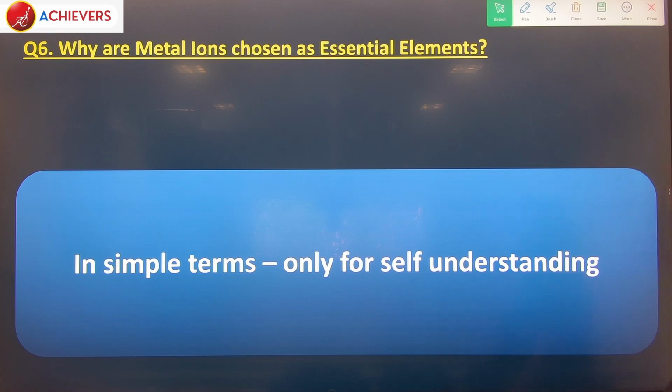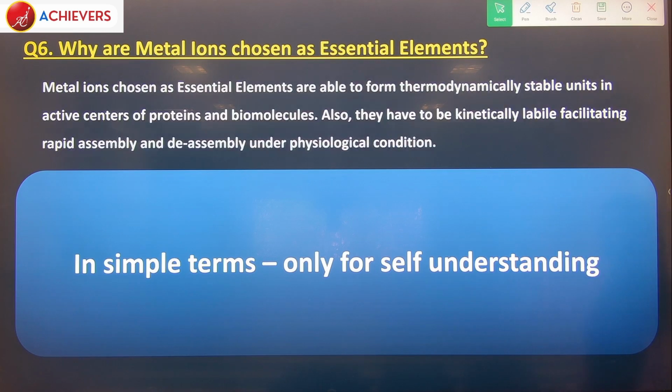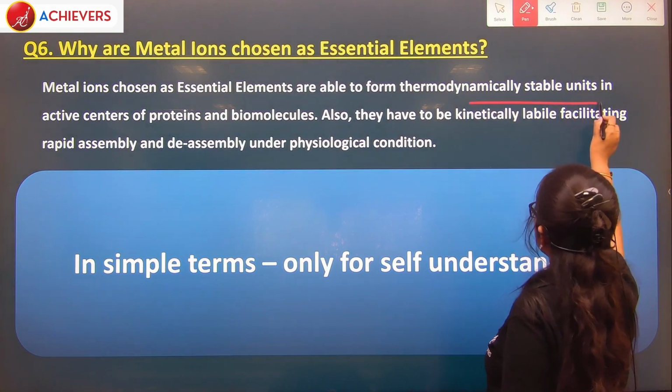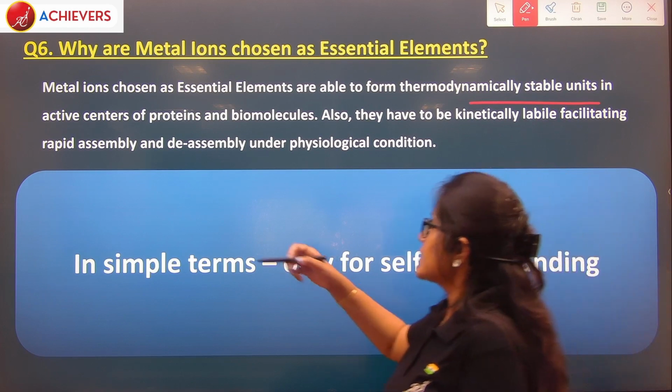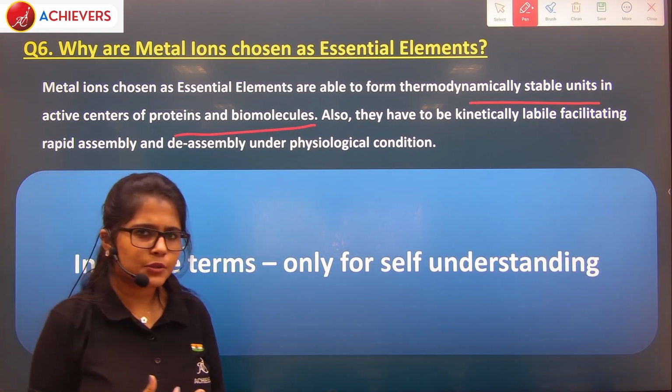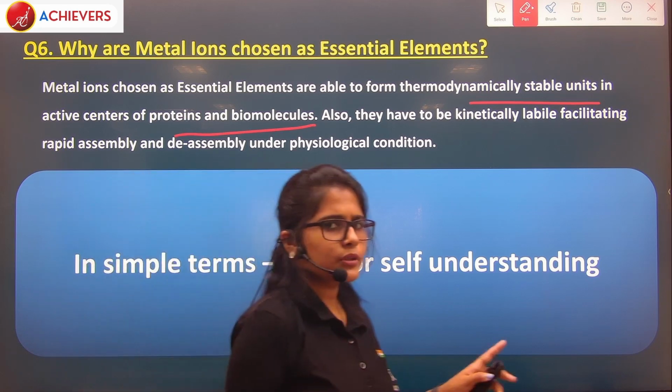Why are metal ions chosen as essential elements? Metal ions chosen as essential elements are able to form thermodynamically stable units in active centers of proteins and biomolecules. So what are these thermodynamically stable units in active centers of proteins and biomolecules?